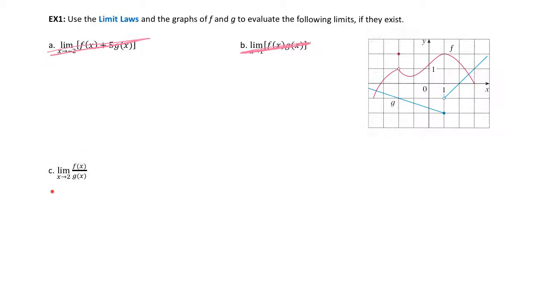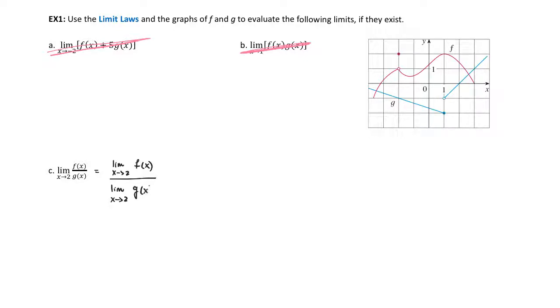All right, so example C. We have to find the limit as x approaches 2 of f of x over g of x. And again, it's a double-sided limit. I will try to apply my properties and see what happens. According to my properties, I can apply the limit separately to the numerator and denominator. I end up getting something like this.